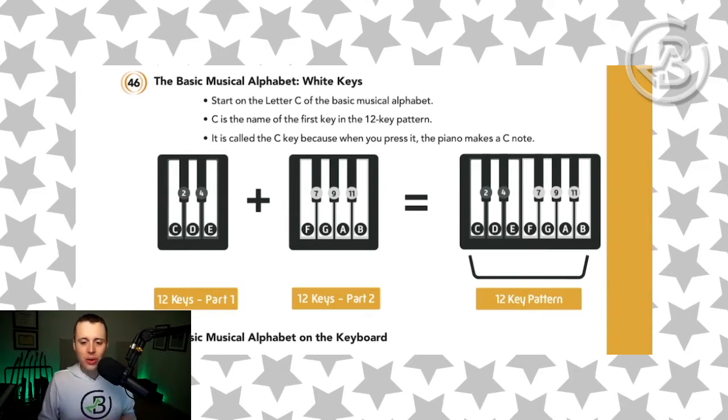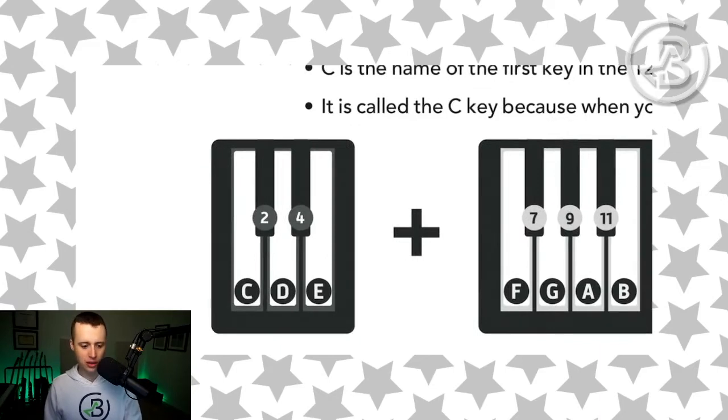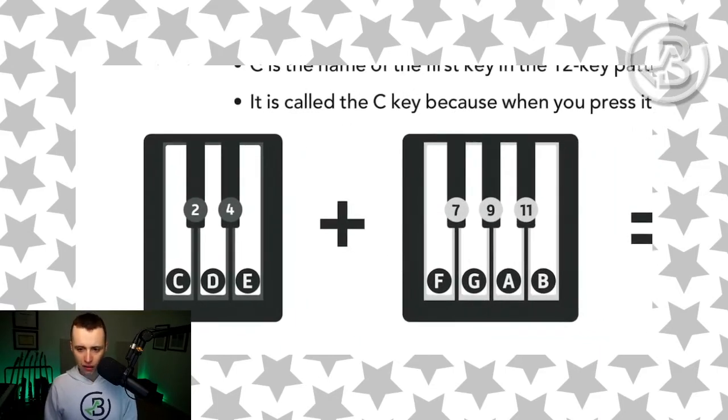So we can see that we have white keys and black keys on the piano. What we're going to do for now, we're going to forget about the black keys and we're just going to look at the white keys. So key number 1 from our 12 key pattern just so happens to be C, a C note from the basic musical alphabet. And key number 12 from our 12 key pattern just happens to be a B note.